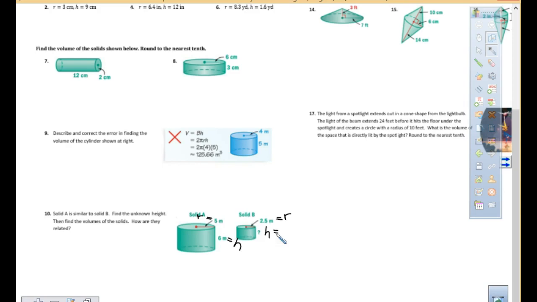Then it says find the volume of each. So then you gotta find the volume of A. What do I need with volume of A? All that stuff I said at the beginning. Formula, numbers, substitute. Then you're gonna find the volume of B. And it just asks, how are they related to each other? Okay? So, that is your assignment.